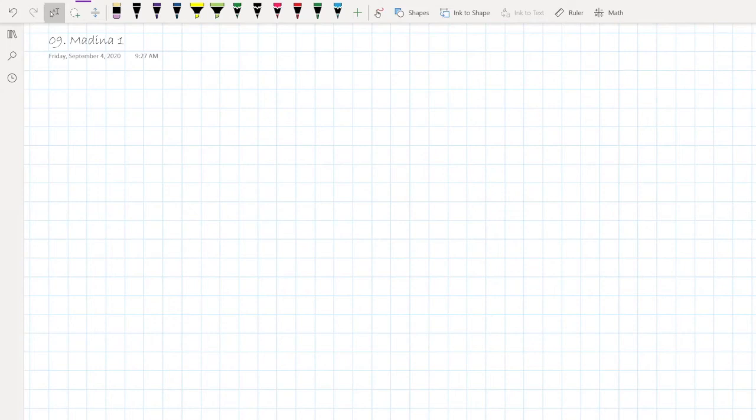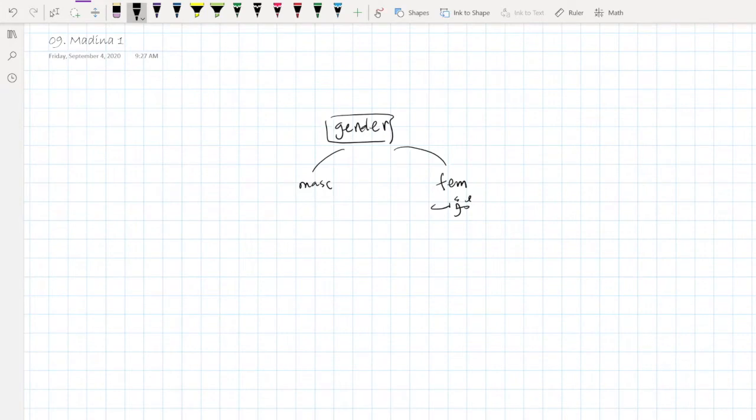Okay, so first thing we were discussing was gender. We mentioned that in the Arabic language we have two genders, masculine and feminine. I'm just quickly warming up and going over them. The Arabic terms, I'll give them to you here: mu'annath is feminine, and mudhakkar is masculine. We talked about this.